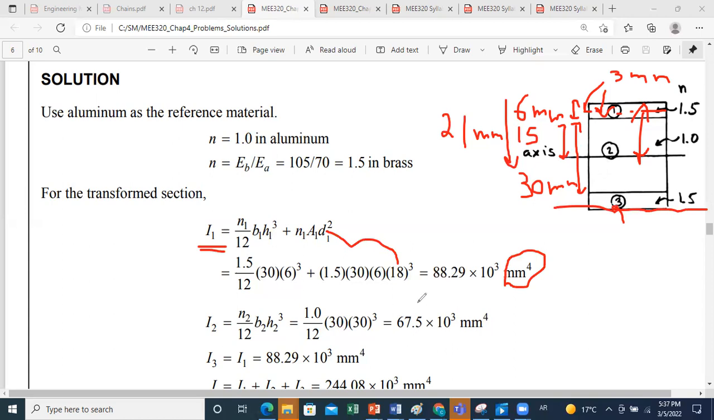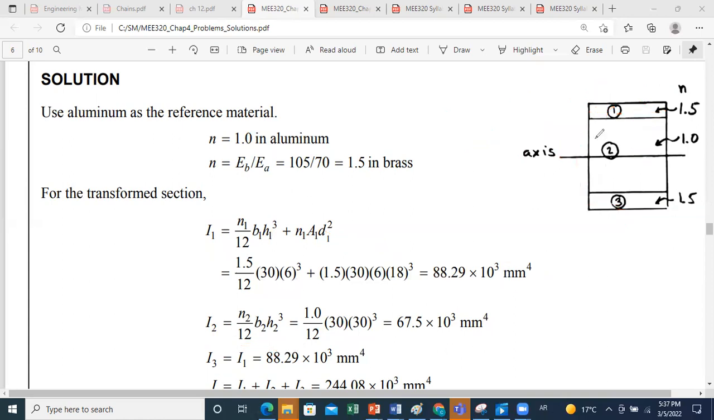So no need to redo the calculation for part 3. Now for part 2, as we mentioned before, the neutral axis is passing by the centroid of part 2, so no need to apply the parallel axis theorem. And since the reference material is aluminum, no need to do any modification of the area here. We take it as it is. So for I2, n is just 1 because aluminum is the reference material. And we just do b2 h cubed over 12, and we get the inertia of part 2.